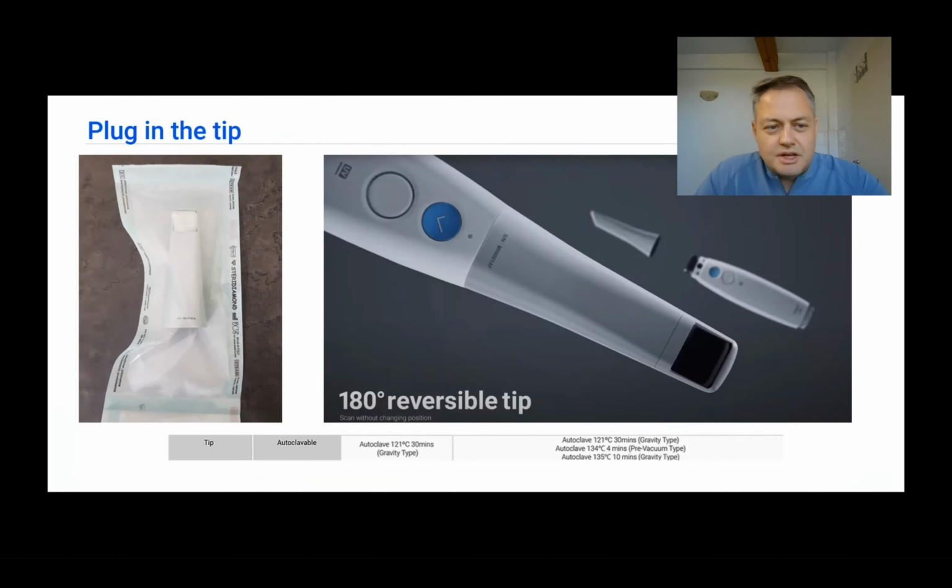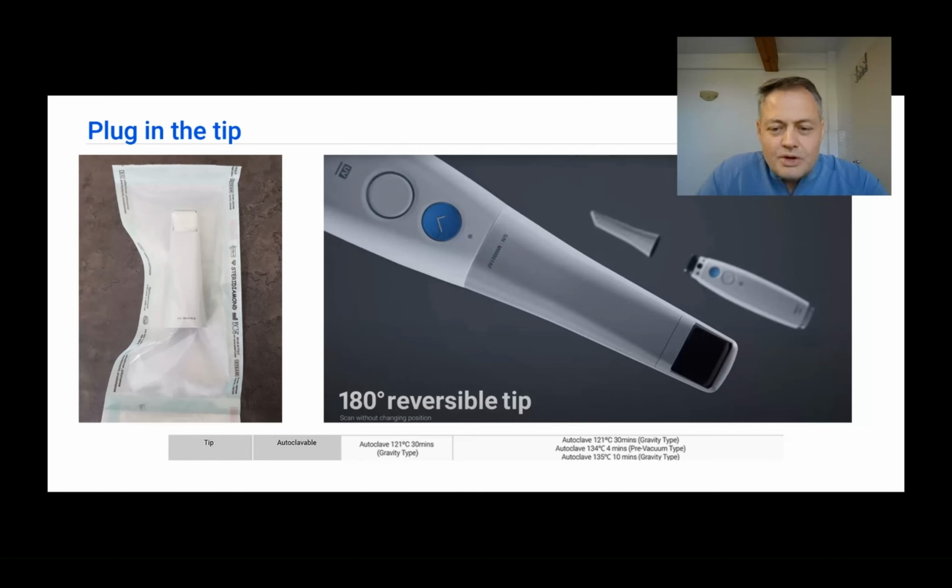Now, before starting to use the scanner, you're actually going to need to remove the lid of the scanner and place a tip. And as you can see on the right, tips can be used with the mirror facing down or up, as you want to. They have 180 degrees reversible tips. This you should remember, because it helps you when scanning the upper or lower arch.